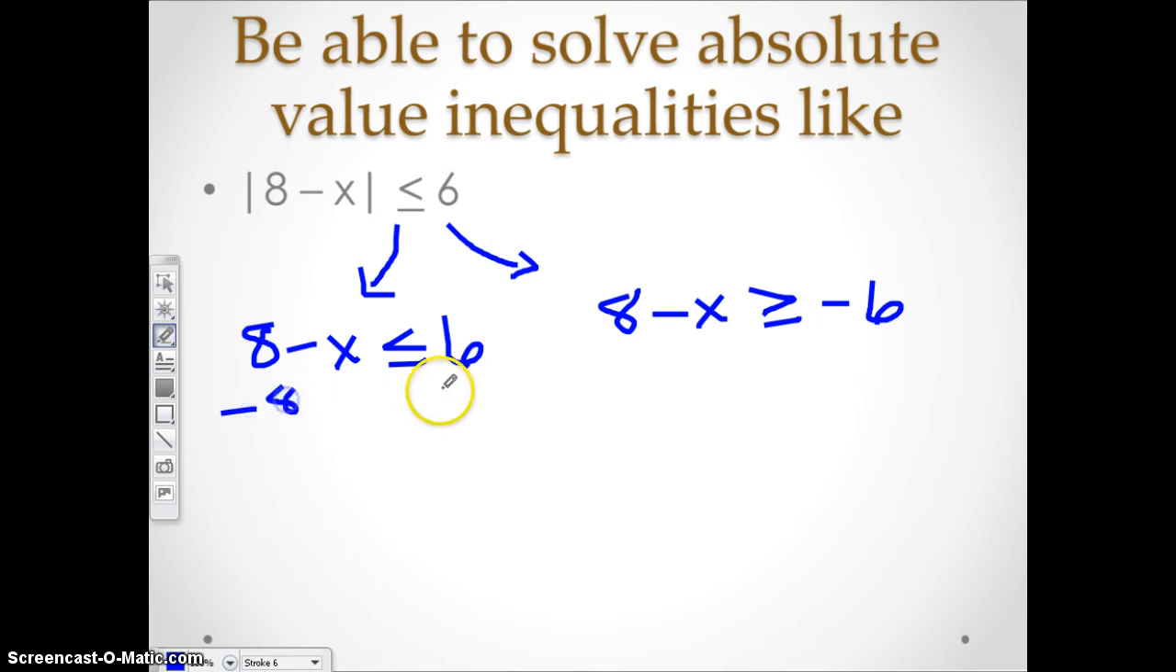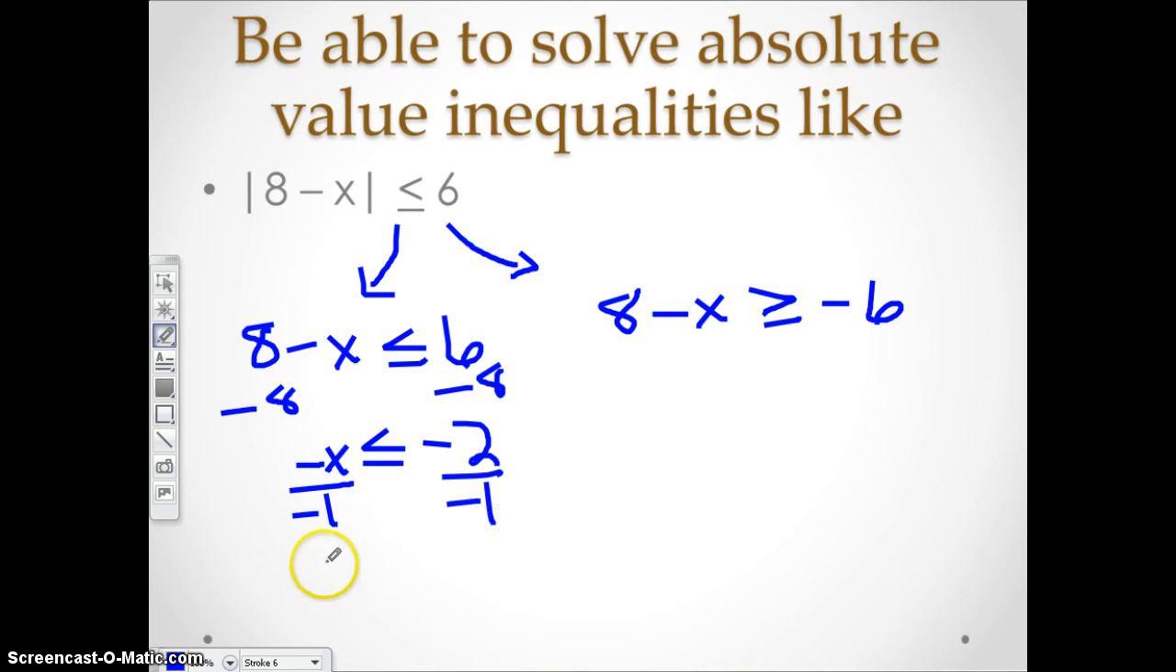Subtract 8 from both sides, and we get negative x is less than or equal to negative 2, but we don't want to know what negative x is, we want to know what x is. So we'll divide by negative 1. That gives us positive x, but since we divided by a negative, we have to flip the operator. Negative 2 divided by negative 1, positive 2. We'll do this, solve the other side now.